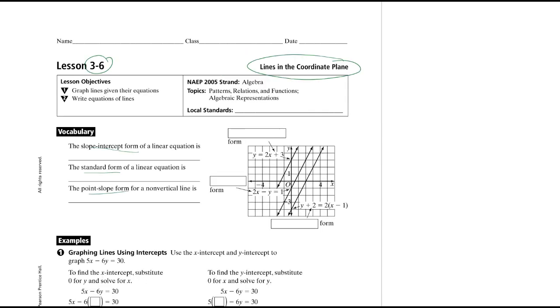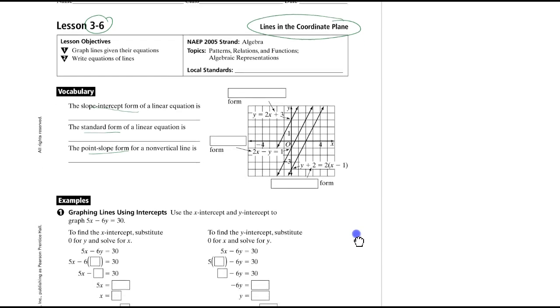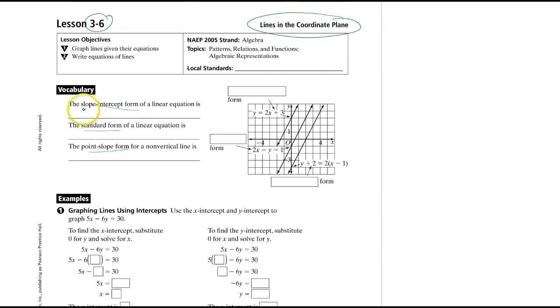So here we are, back at 3.6, and we're talking about the lines in the coordinate plane. Now, there are three ways that we can analyze lines when we're looking at them on a graph. Now, every time it says coordinate plane, you know what they really mean, right? On a graph. Hey, look, it's a graph. So here's a coordinate plane, no problem there. Now, slope-intercept form, standard form, point slope form. These are three different ways to write the same thing.